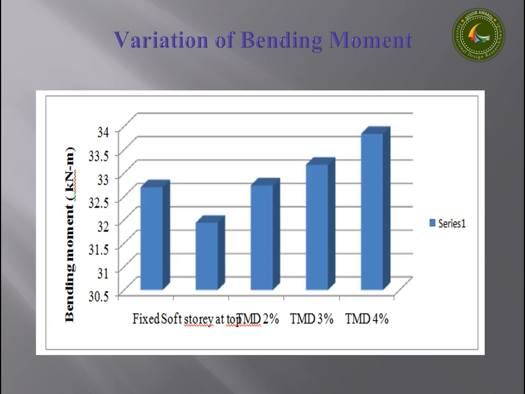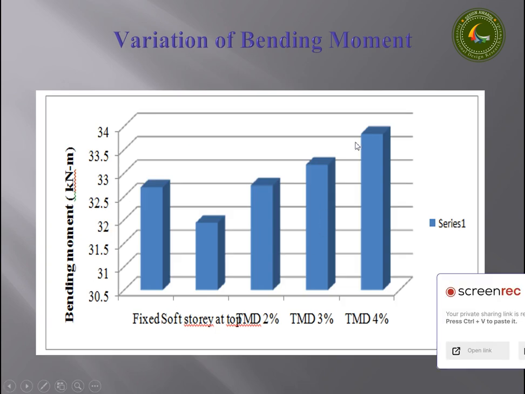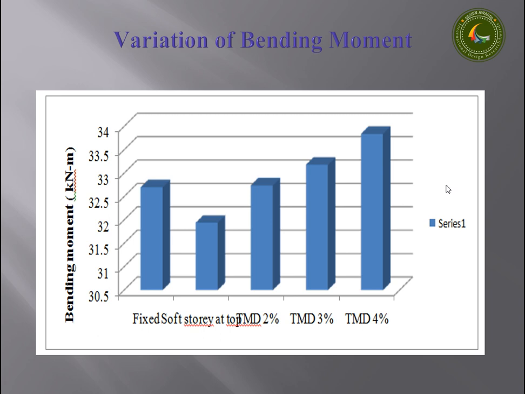Coming to the variation of bending moment, we can see that the maximum bending moment occurs for the soft story with 2 unit mass dampers with 4% mass ratio compared to the rest of the models. But we are getting the least bending moment value in the soft story building. Again, it is a drawback if we introduce a soft story at the top.